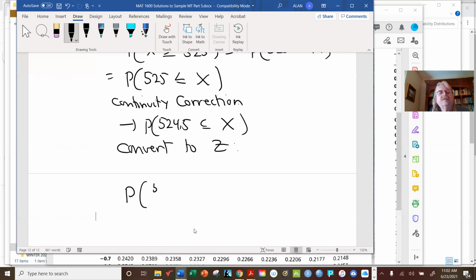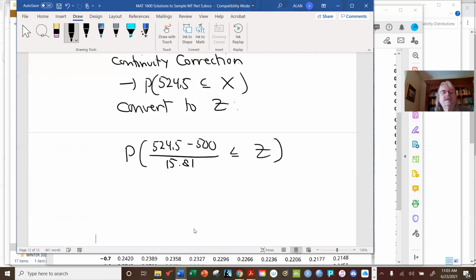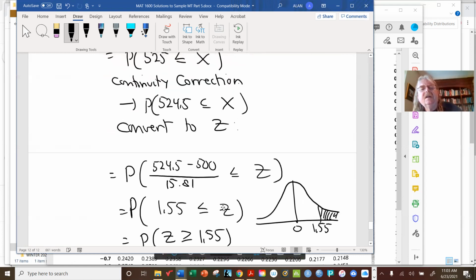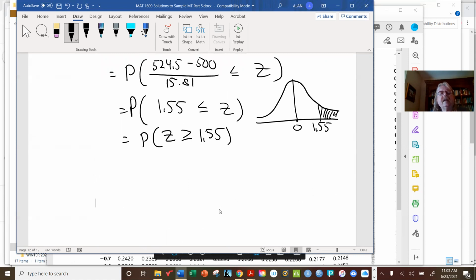So we're going to have 524.5 minus 500 over 15.81. All right, so this is about equal to 24.5 over 15.81. It's about 1.55. Or if you want, it might be easier to write this as z greater than or equal to 1.55, because that's what we're interested in. Everything above 1.55.